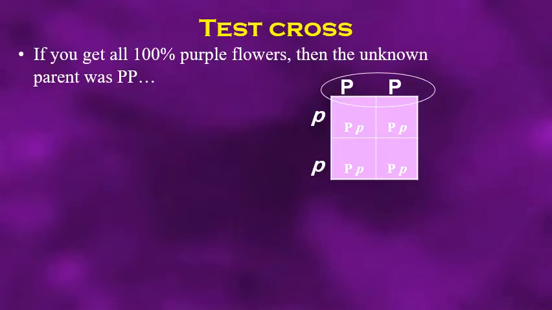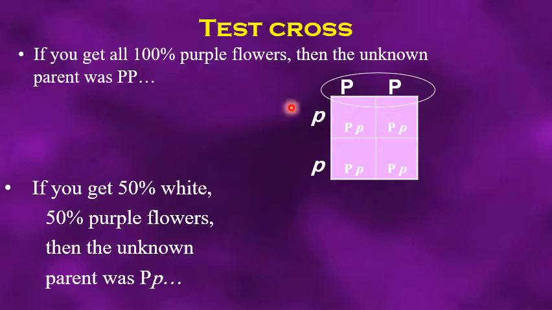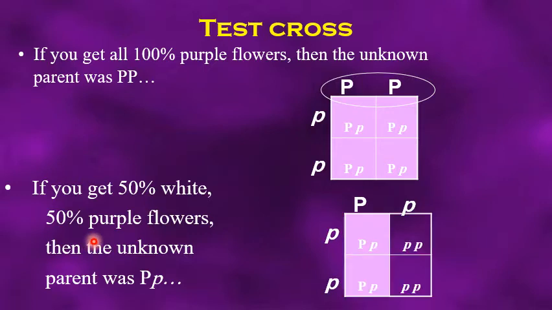By using the Punnett square, if we get all 100% purple flowers, then the unknown parent was B capital B capital. يعني إذا حصلنا على 100% إظهار بنفسجية فمعناته الجينوتايب الغير معروف هو عبارة عن B capital B capital. If you get 50% white and 50% purple, then the unknown parent is B capital B small. يعني إذا حصلنا على نصف الذرية ذات أزهار أبيض ونصف الذرية ذات أزهار بنفسجي فمعناتها الأب الغير معروف هو عبارة عن تركيب هجين هو B capital B small.